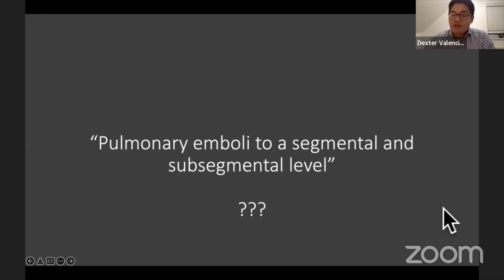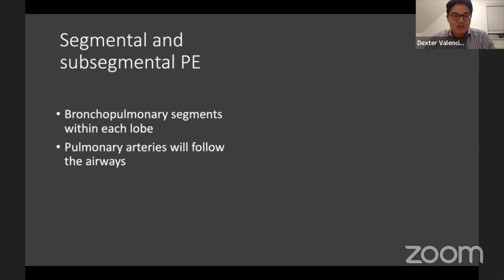Some of you that work in the hospital or read radiology reports might see radiologists reporting things like segmental and subsegmental level. I didn't know what this was when I was training as a medical student. When I was a junior doctor, I only knew what a pulmonary embolus was. But what's a segmental and subsegmental level pulmonary embolus? You might see some of this when you go to the hospitals.